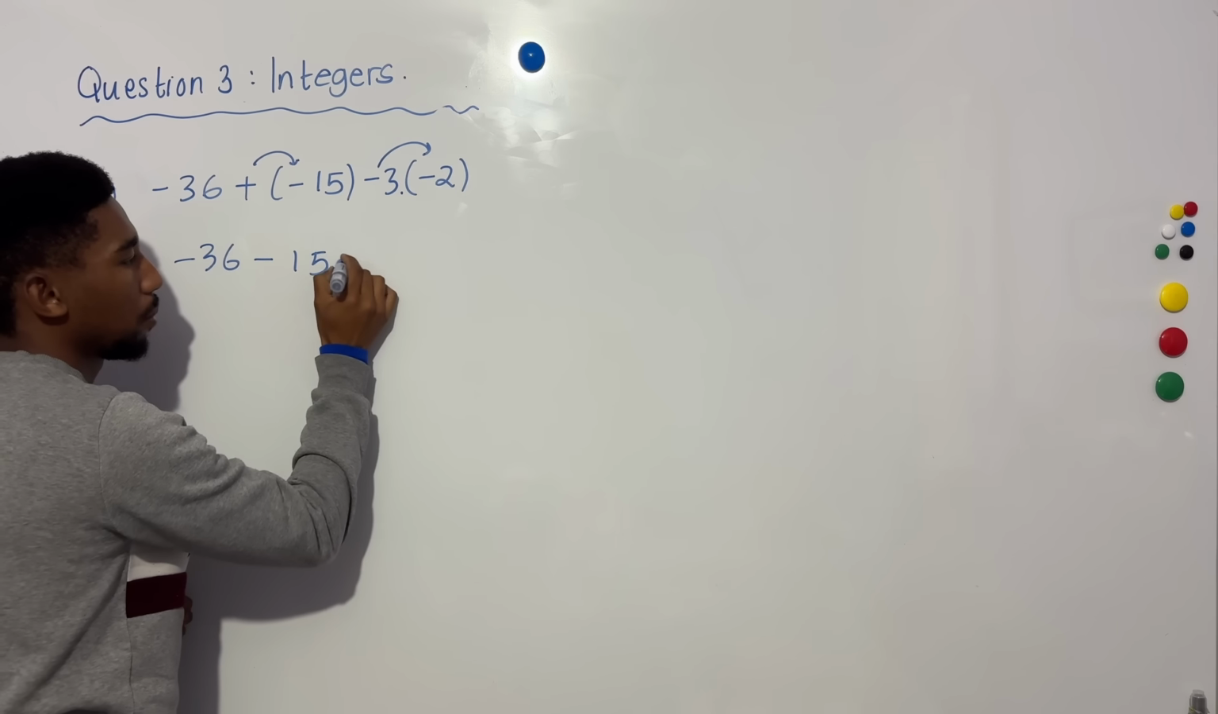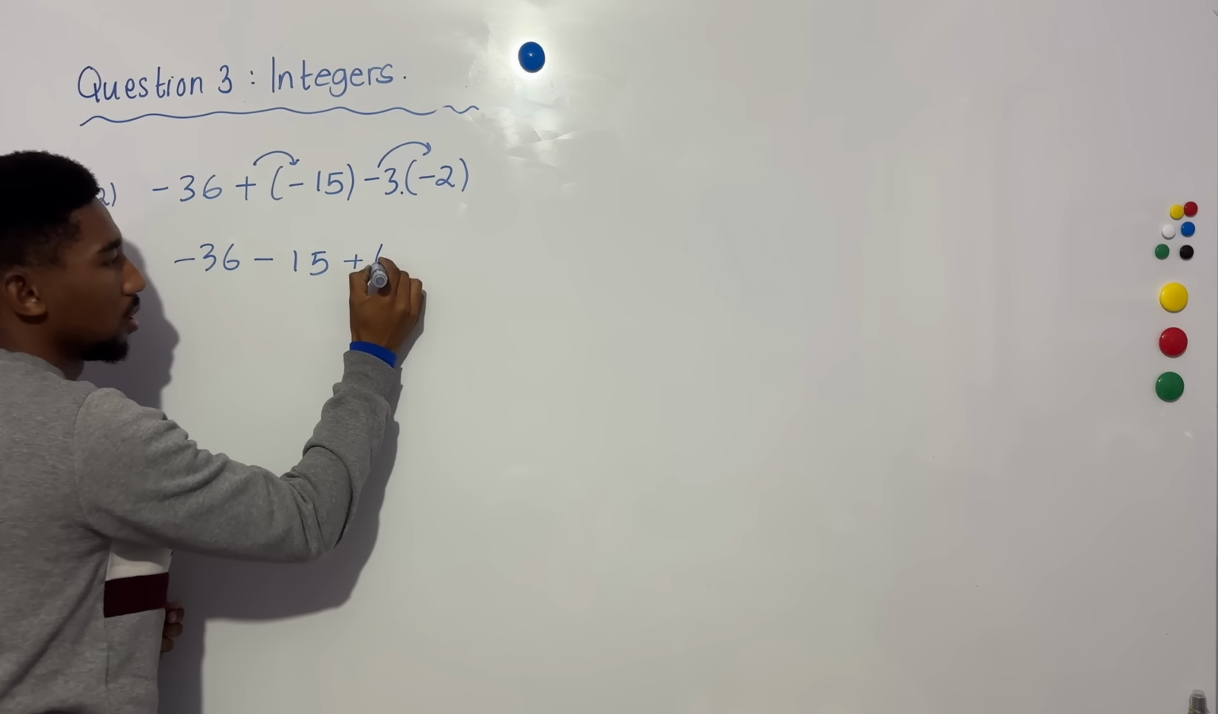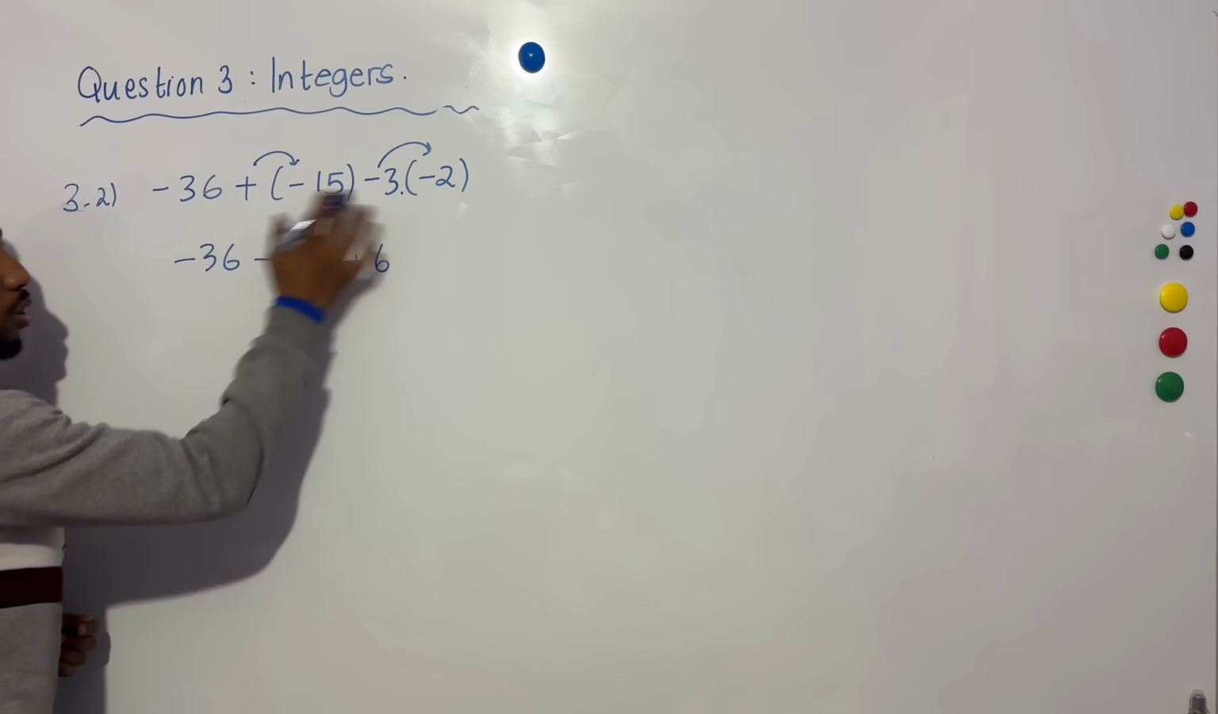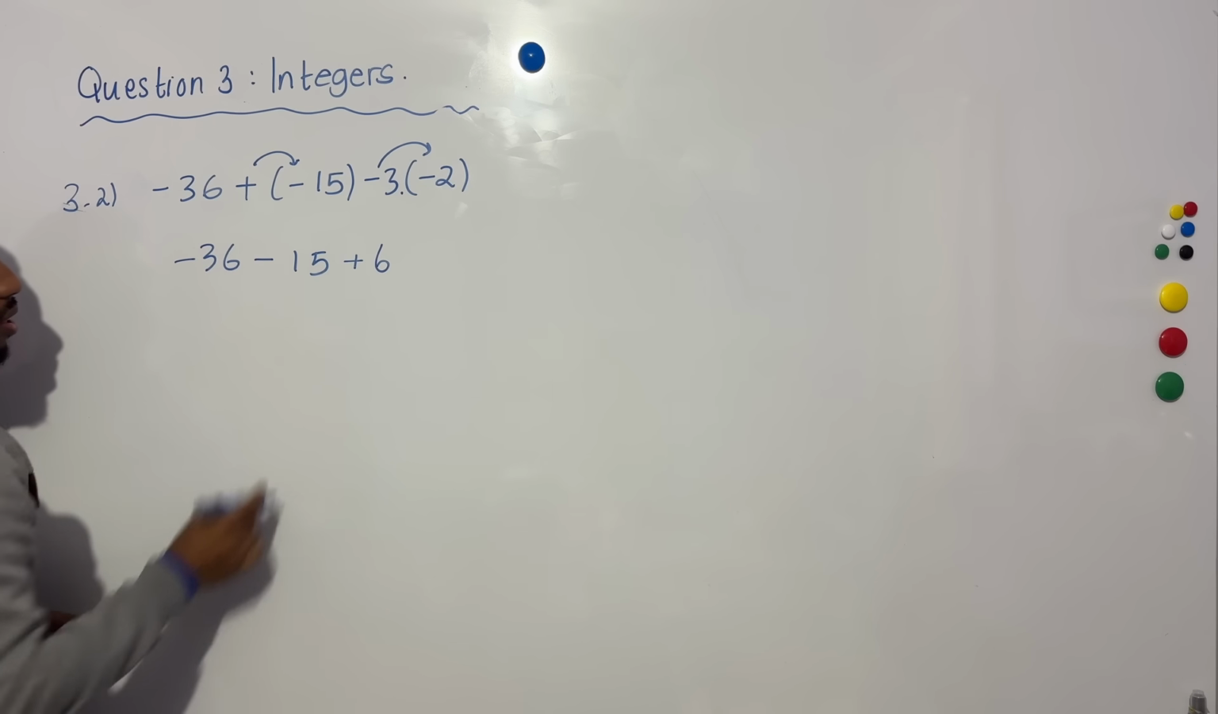Minus multiplied by a minus is positive. 3 times 2 is 6. Those are 2 marks evaluating those 2 brackets. So let's not waste that.